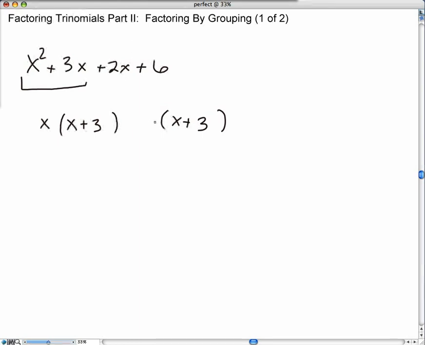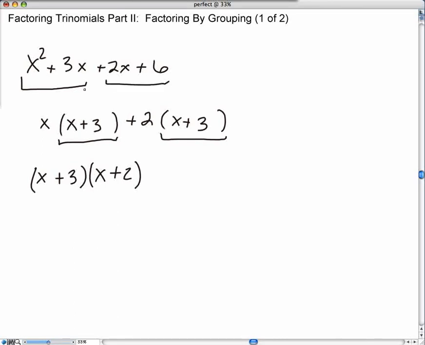So what's left over here? Well, you can see it's a 2, because 2 times x is 2x and 2 times 3 is 6. So this binomial, the second time you write it, will determine what you will factor out. Okay, then these binomials are the same. That's the whole idea. You're going to factor it out, you're going to take them out. And what's left over? Well, you got the x and you got a plus 2. And there's your two binomials to factor this 4-term item.